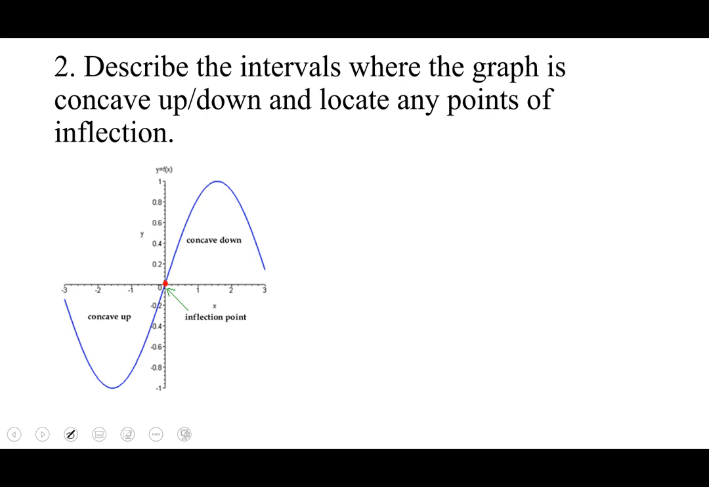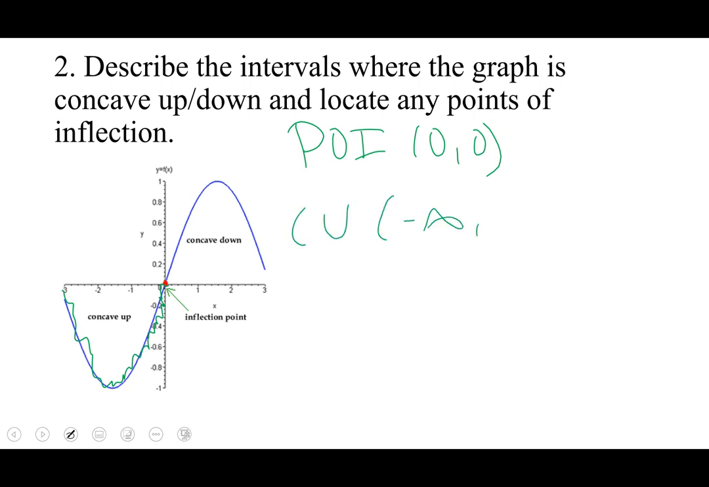Here in number 2, same question. And again, if you look, I've labeled it for you. You have to make sure you understand what you're looking for in the next couple of examples. So again, I'm going to start by labeling the point of inflection, which in this case would be (0, 0). Then it looks like the graph is concave up everywhere all the way up to the point of inflection. So I would say that the graph was concave up from x equals negative infinity to x equals 0. Then I would say that the graph was concave down from 0 to infinity.